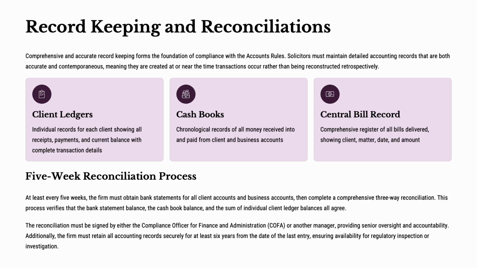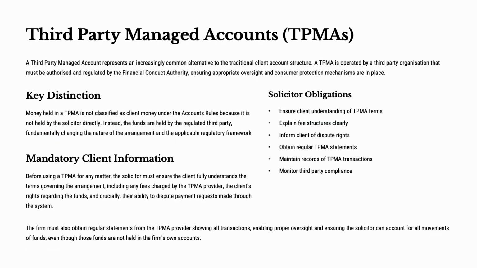And when we talk about COFA, it's on your slide. It is Compliance Officer for Finance and Administration. So next is the third party managed account. Sometimes a TPMA, third party managed account, is used. This is an account run by a third party regulated by the Financial Conduct Authority, used instead of a traditional client account. So money in a TPMA is not client money because the solicitor does not hold it.